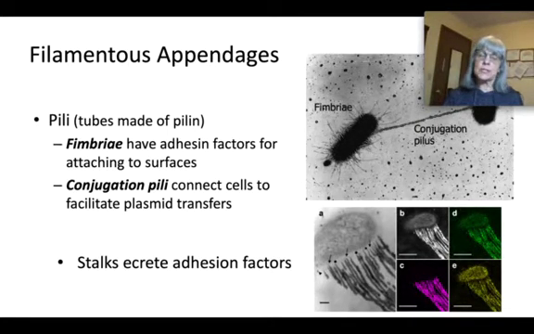Another type of appendage, which is not a pilus, is a stalk. Stalks secrete adhesion factors. These stalks are found on some bacterial cells, and they are extensions of the cytoplasm. So they aren't protein tubes like you would find in pili, but they are the cytoplasm forming the tubes from the bacterial cell. And again, these are used for sticking to surfaces.